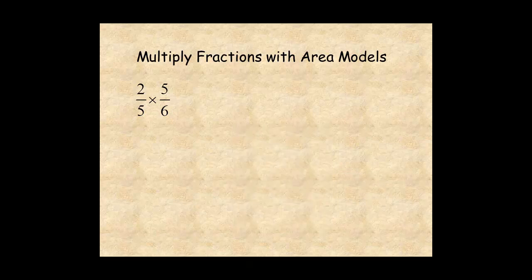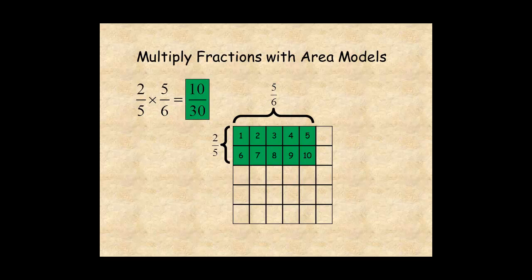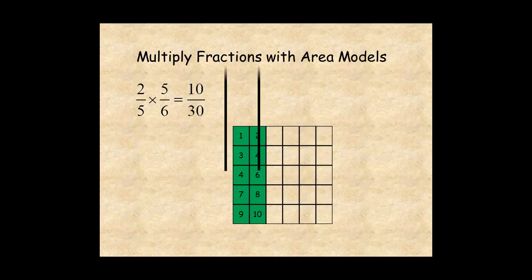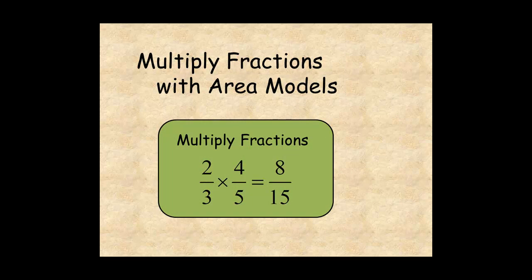Now shade a rectangle, 2/5 units wide and 5/6 units long. Since 10 out of the 30 parts are shaded, the area of the rectangle is 10/30ths. If you rearrange the parts, you can see that 10/30ths is equal to 1/3. This lesson showed you how to multiply fractions with area models.